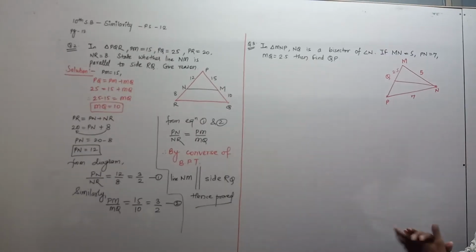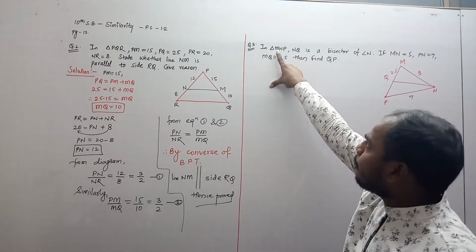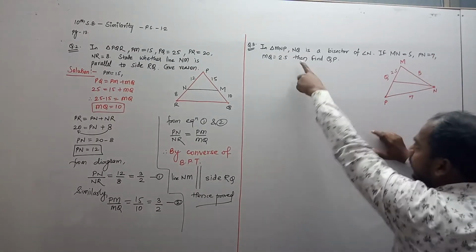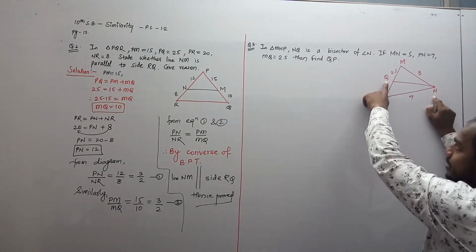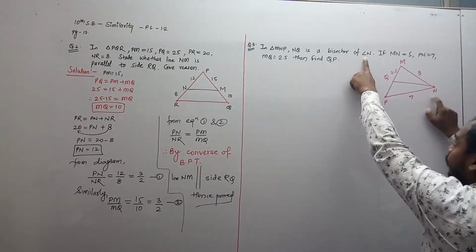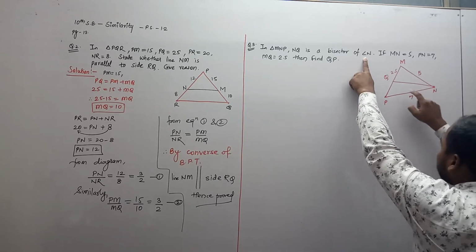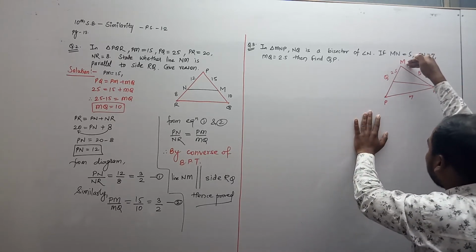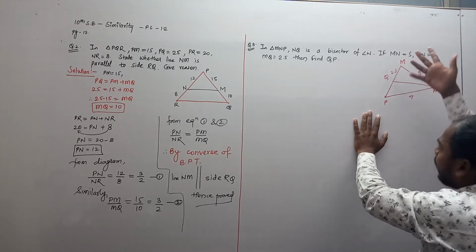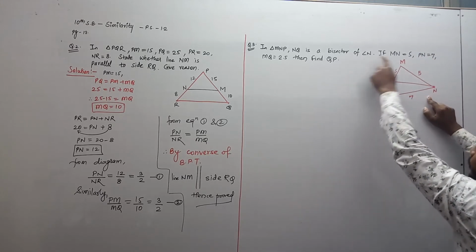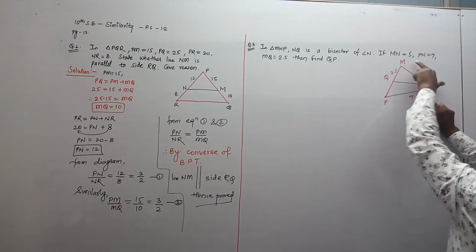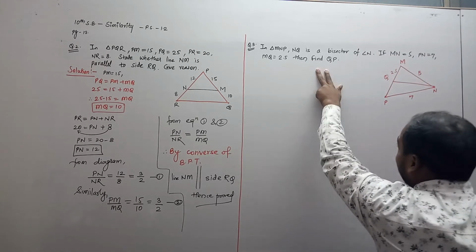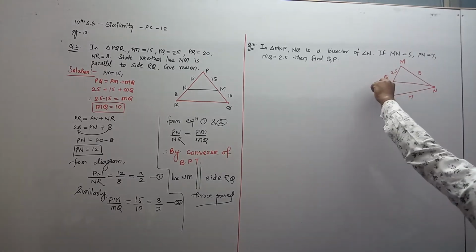Now come to question number 3. In question number 3, what have they given? They have written triangle MNP. In that triangle, NQ is a bisector of angle M, and we can read it as angle MNP or angle PNM also, but they have written angle M directly. They have given MN equal to 5, PN equal to 7, and MQ equal to 2.5, then find QP.